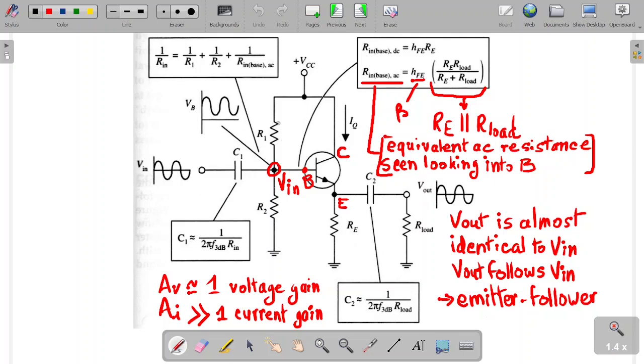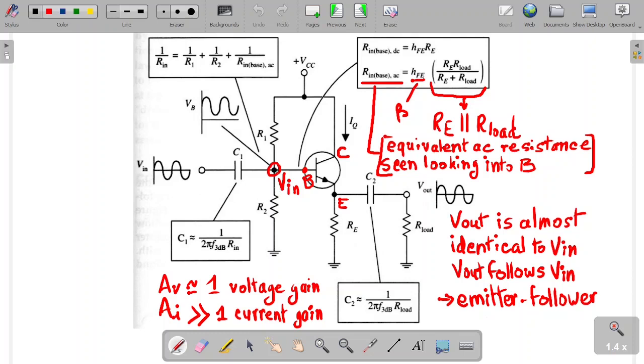Okay, so let's look at the circuit. You have Vin, the AC source, so no DC, this is pure AC. Of course, there is the voltage divider R1, R2 to set up the biases, but I'm not going to talk about that. I assume you know about it. Of course, you have a capacitor C1 to block any DC coming from the source.